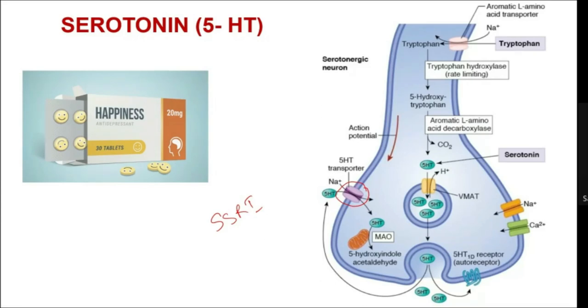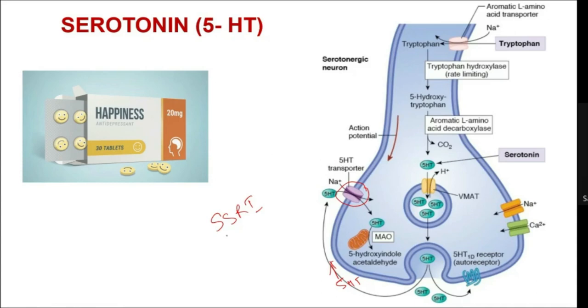When they block this transporter, reuptake of serotonin is inhibited for as long as that drug is blocking it, and there will be increased availability of serotonin in the cleft. So we'll have 5-hydroxytryptamine over here, and that is going to be available for a longer period of time. This is how the person will feel better, or it will reduce their symptoms of depression.